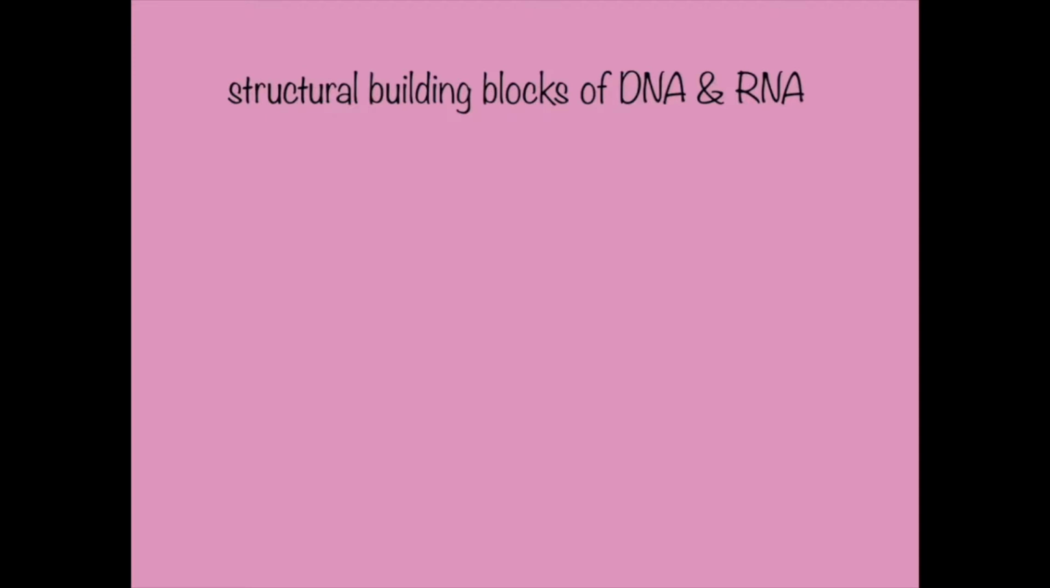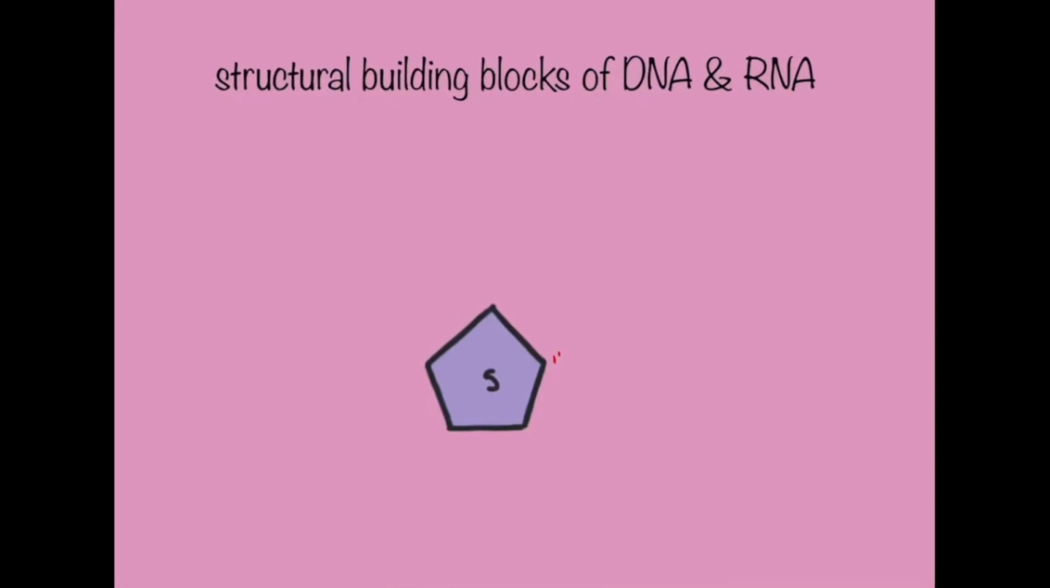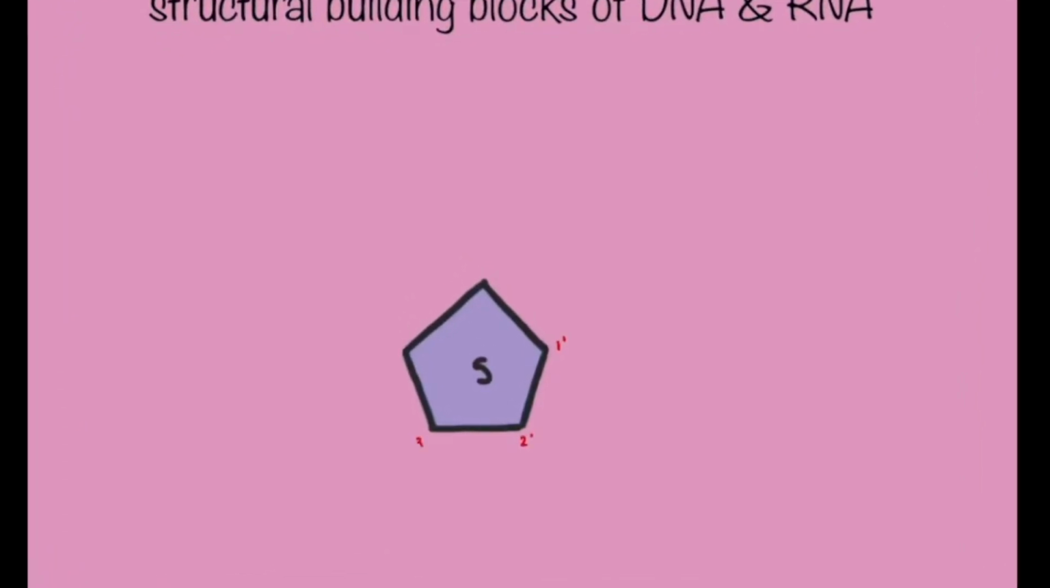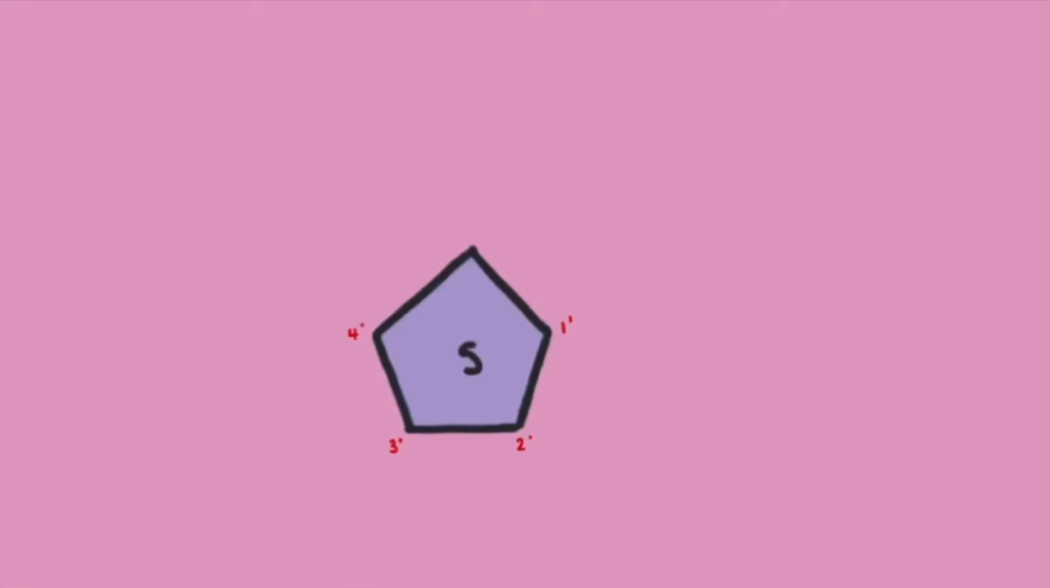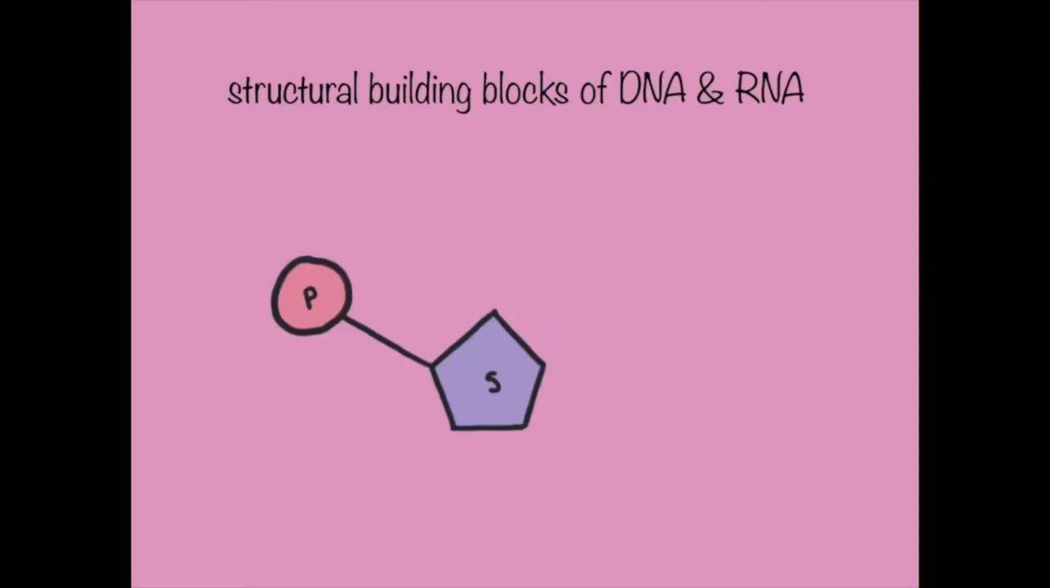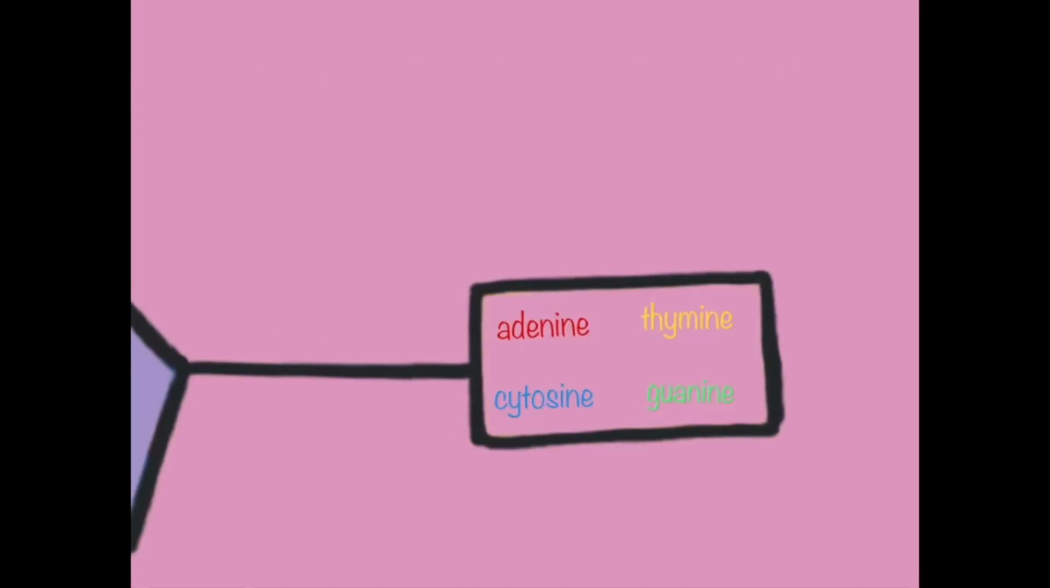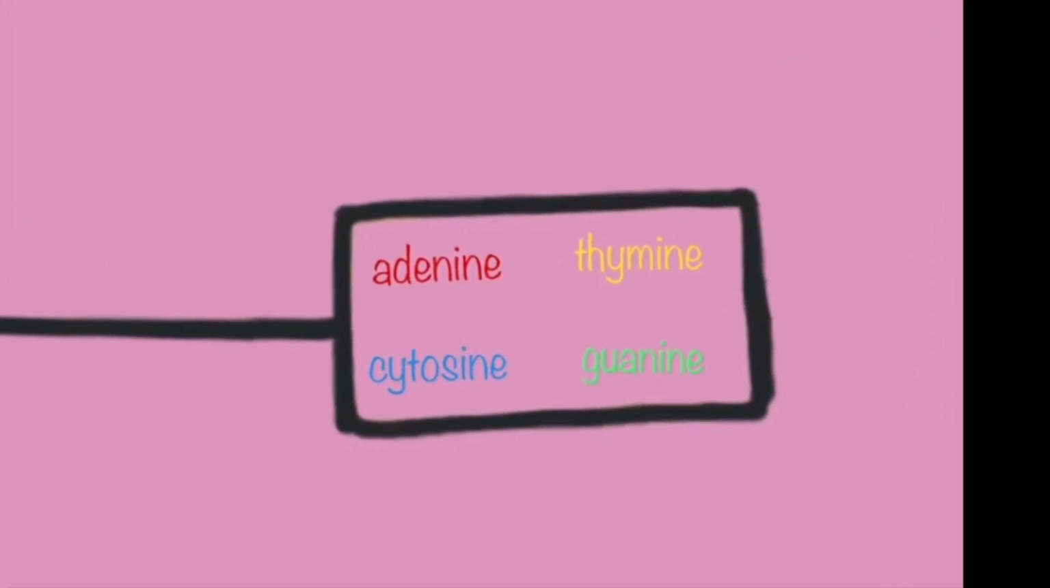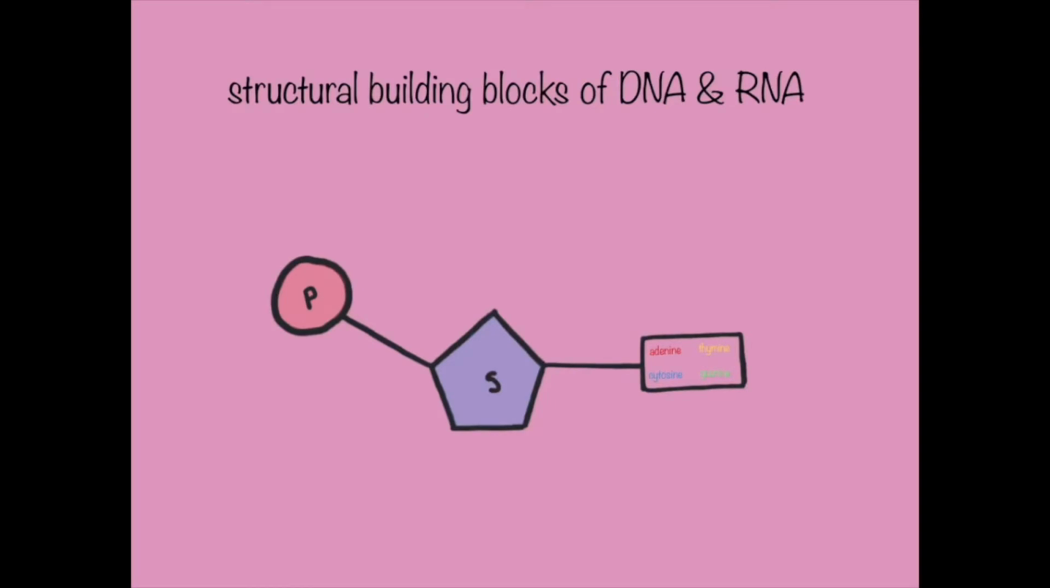A nucleotide is one of the structural building blocks of both DNA and RNA. A nucleotide has three components. A 5-carbon sugar molecule called deoxyribose. This is very similar to RNA's sugar molecule, ribose. However, this ribose molecule is missing a hydroxyl group on its 2' carbon. A nucleotide also consists of a phosphate group and one of the 4 nitrogenous bases: adenine, thymine, guanine, and cytosine. So every nucleotide in DNA, there are many, differ only in which of the 4 bases are attached.